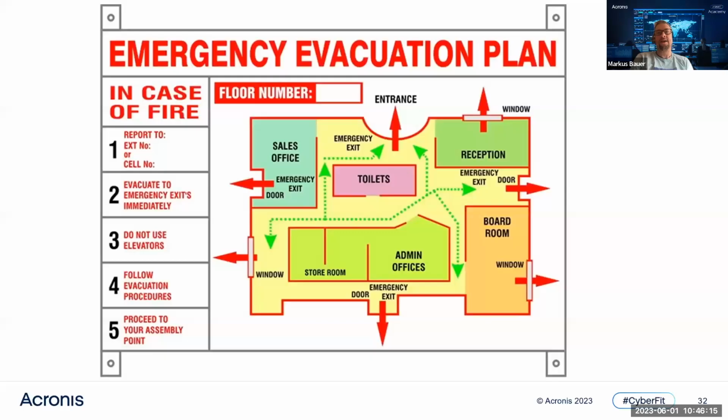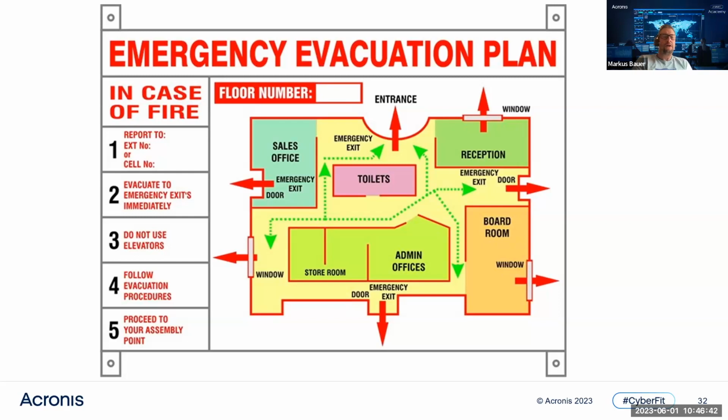I took another example, which everybody should know. It's just an emergency evacuation plan. We are all used to this. This is something we see in hotels, in offices, and even at home sometimes. If you, like me, live in a big castle with many, many rooms and thousands of square meters... no, just kidding. But you should know what to do in case of fire.